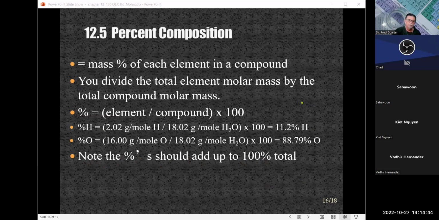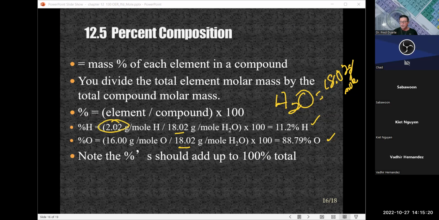So if we take, in this example, let's say it is water, H2O. We're looking for the percent composition of hydrogen and oxygen. The way we do that is the first thing we calculate the molar mass. We did this earlier, and this is 18.02 grams per mole. One oxygen, two hydrogens.